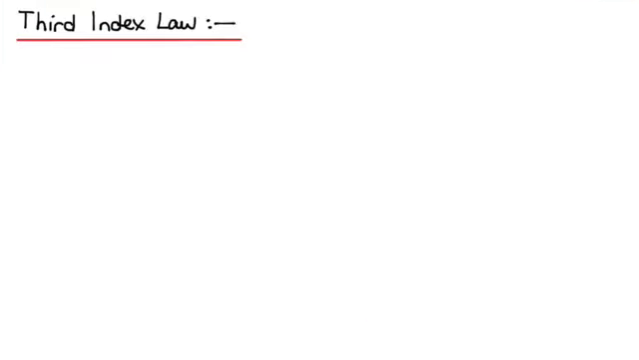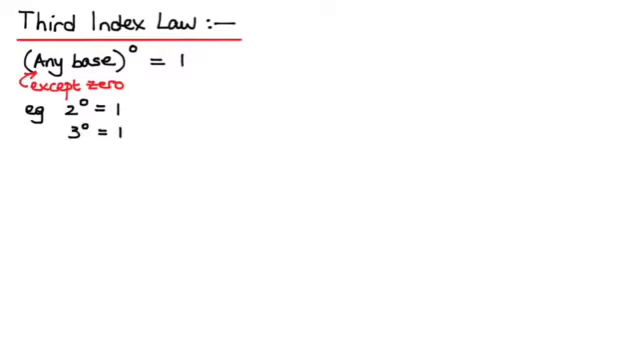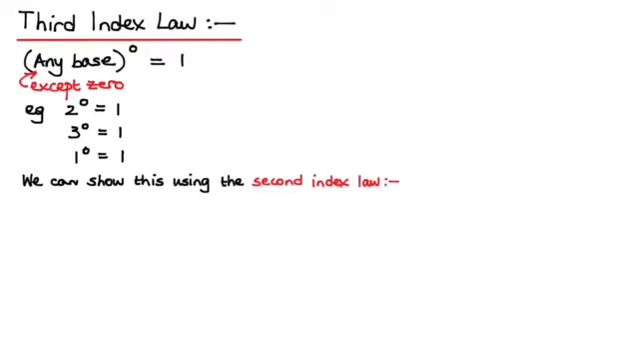Third index law coming up. This one is an interesting one. This is that anything to the 0 equals 1. That is, accepting 0 itself. So, for example, 2 to the 0 would equal 1. 3 to the 0 would equal 1. Okay? 1 to the 0 even equals 1. Alright? So, we can show actually that this is true by using the second index law, in case you're interested.